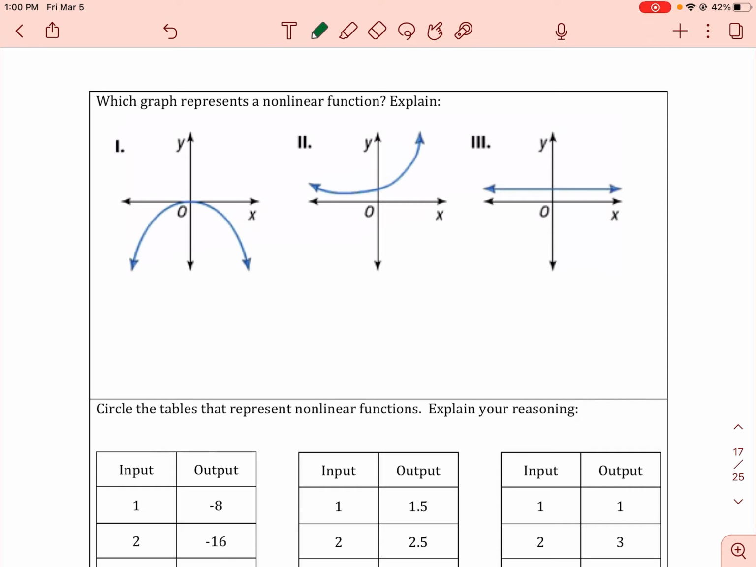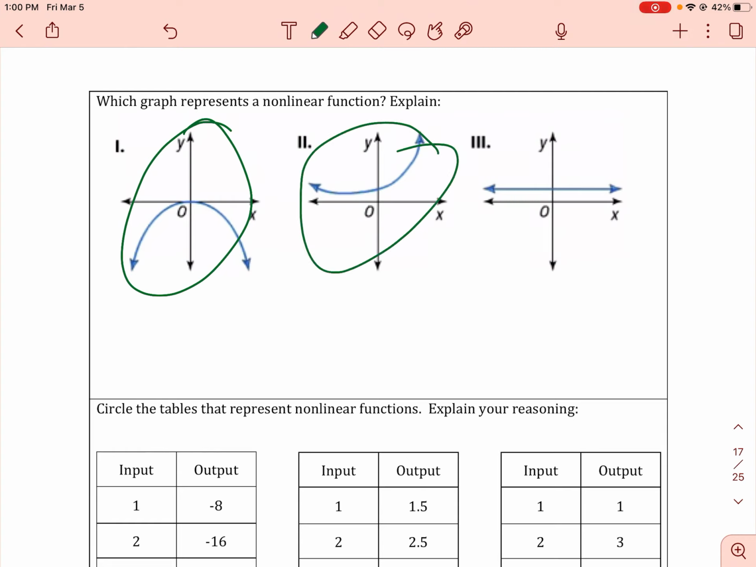Which graph represents a nonlinear function? 1 and 2 are both nonlinear because those graphs are curved. They are not straight.